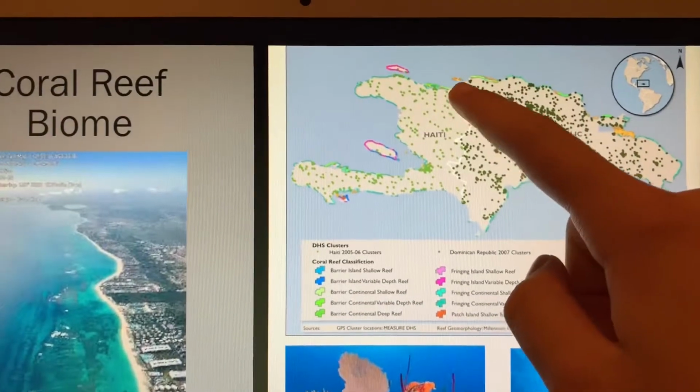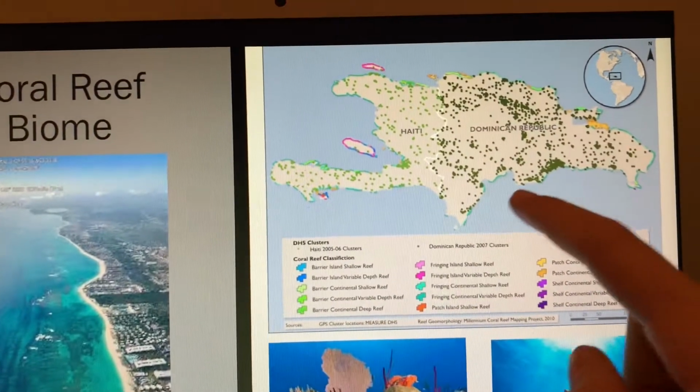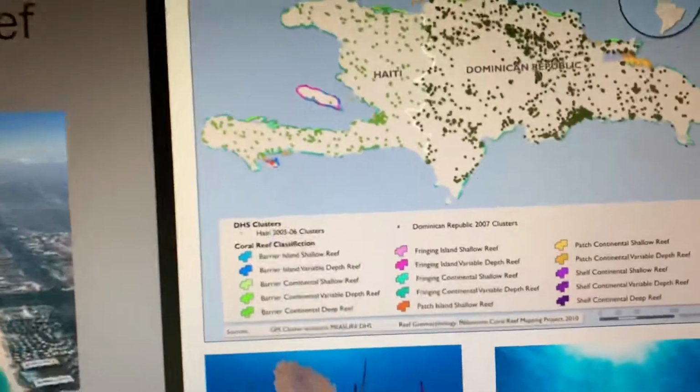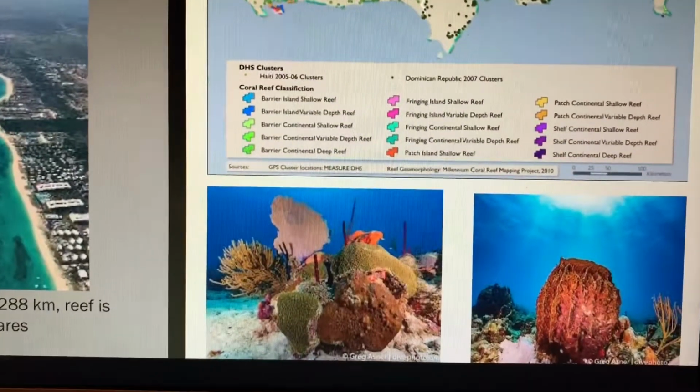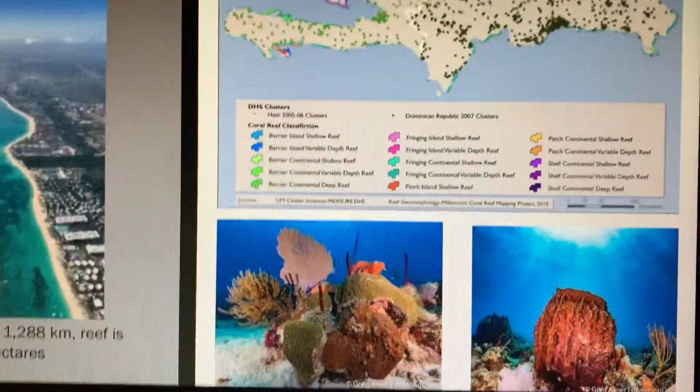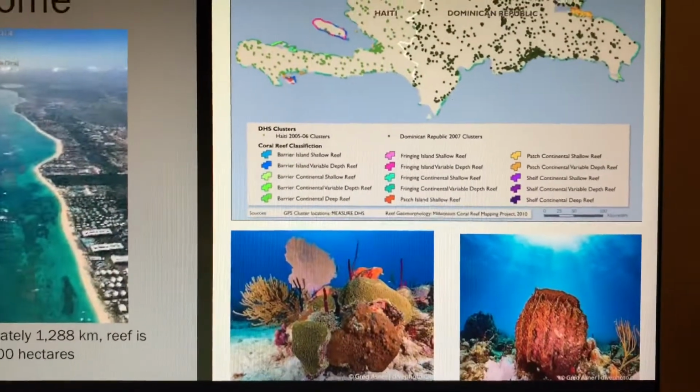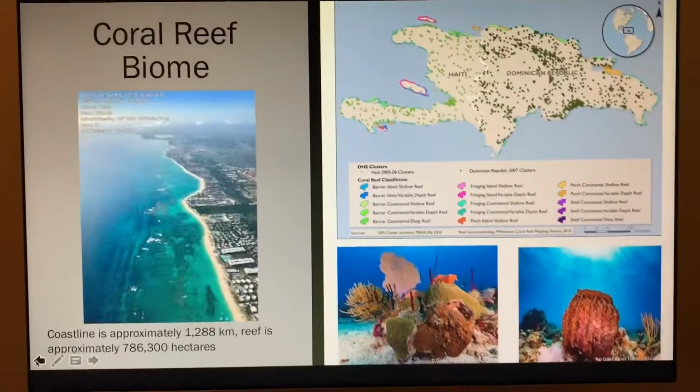You can see it goes all around the edge of the Dominican Republic, and there are a variation of the types of reefs. Here are pictures of what kind of corals you can find in the reef.